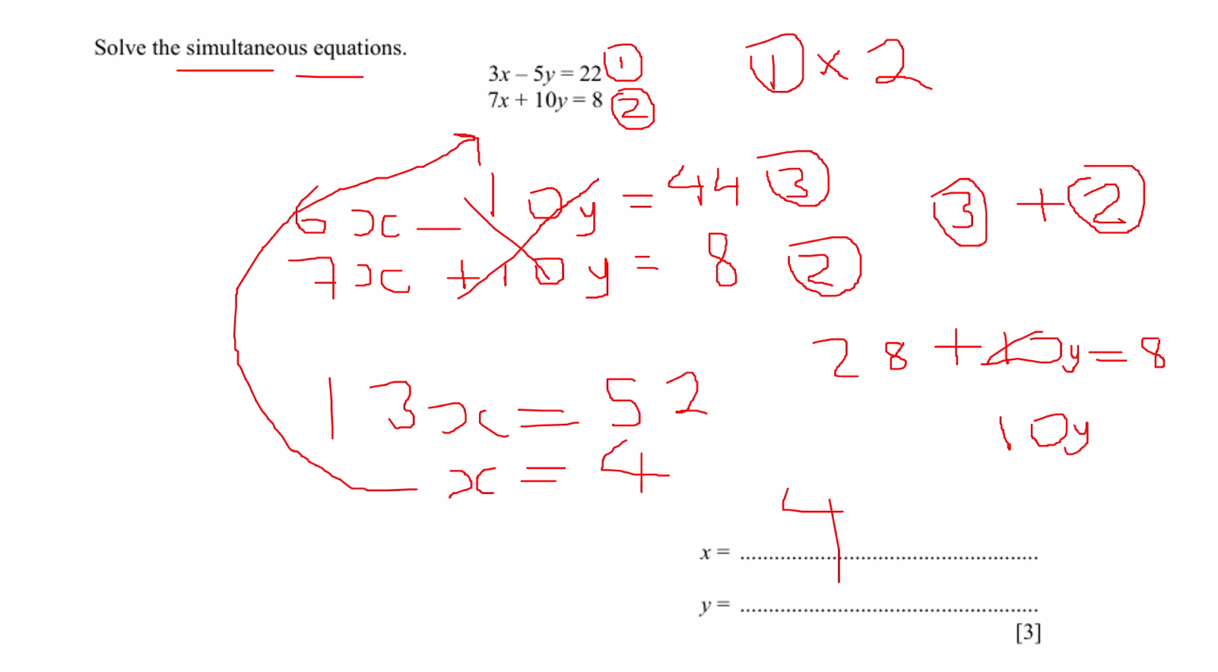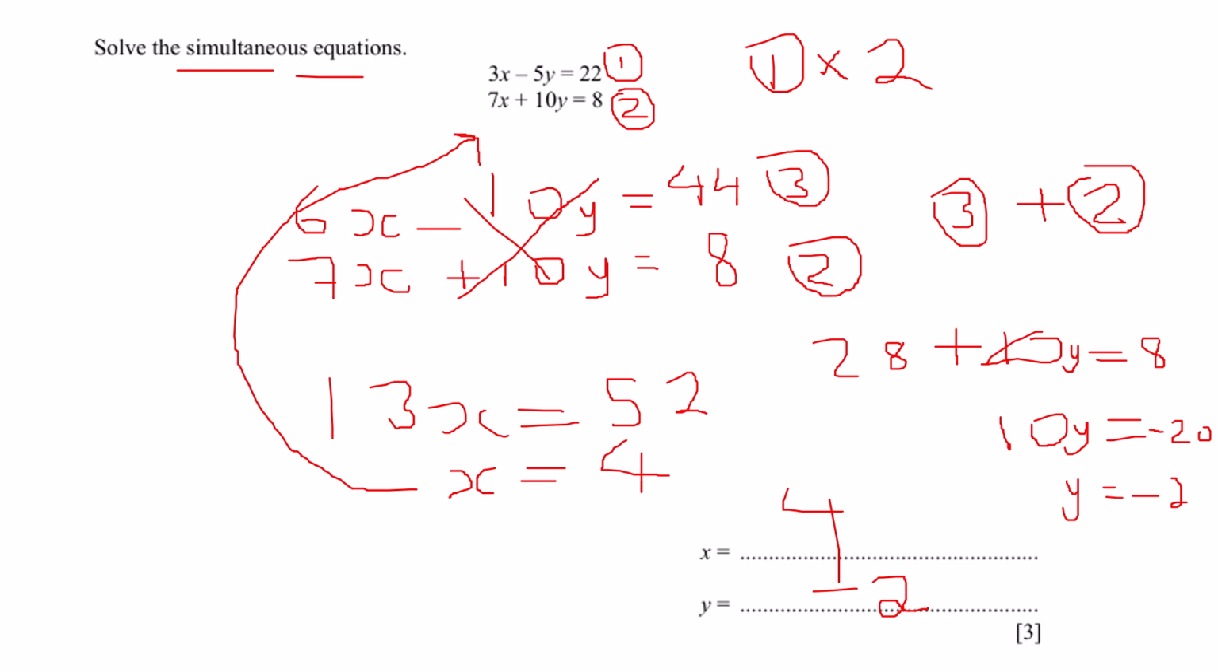Be careful, that'll give you minus 20, or negative 20. Divide through by 10, and we get y is equal to minus 20 tenths, which is minus 2. So y is equal to minus 2. So my solutions are x equals 4 and y equals minus 2.